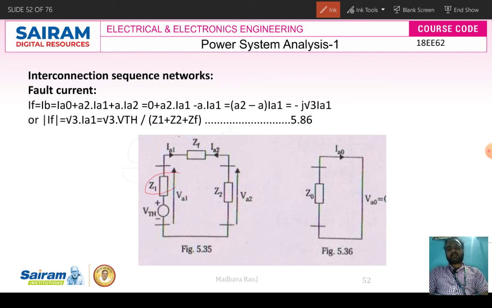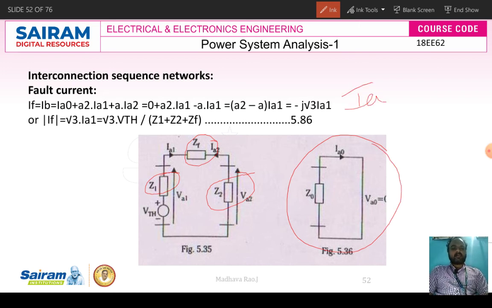Here Z1 is the positive sequence impedance, ZF is the fault impedance, and Z2 is the negative sequence impedance. So these all will be in series. Here we can see the 0 sequence components, since IA0 is equal to 0 and VA0 is equal to 0, that is why this 0 sequence impedance should be separated.